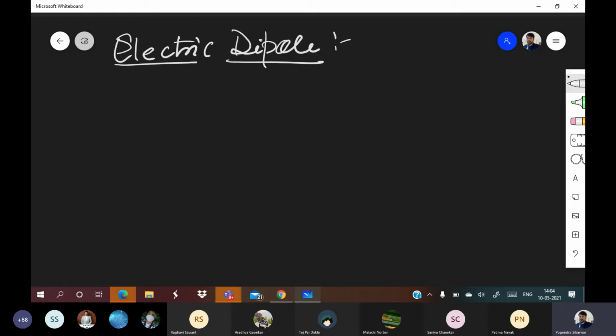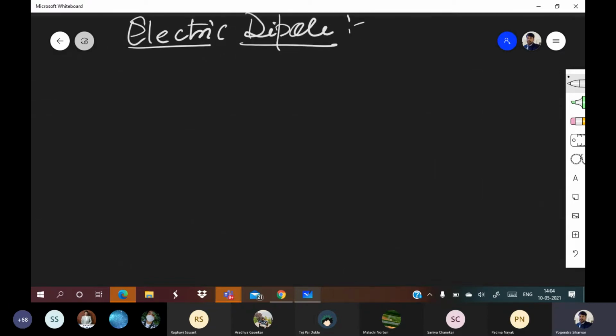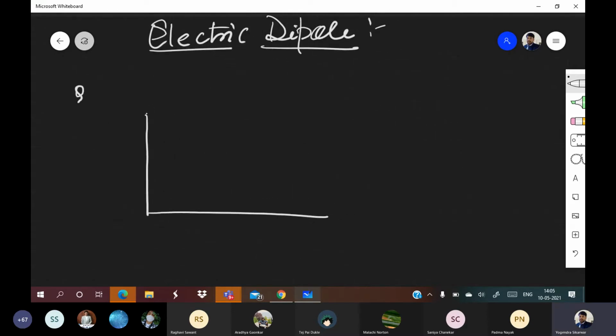In the last class, I gave you a few questions. In fact, I guess we did two questions related to finding the dipole moment. So let me give you one more question of dipole moment and then we'll move further. So this is a triangle in which this is plus 5q, this is minus 3q, this is minus 2q.